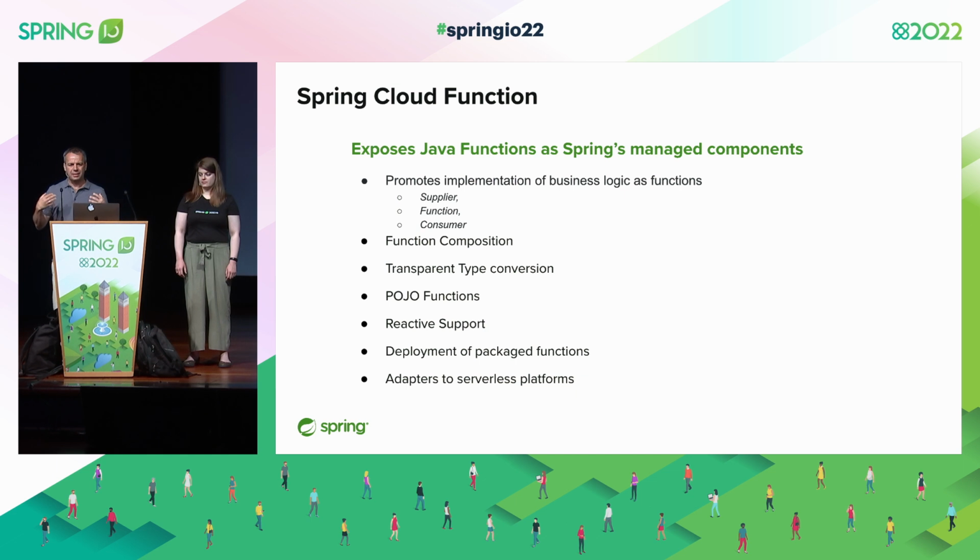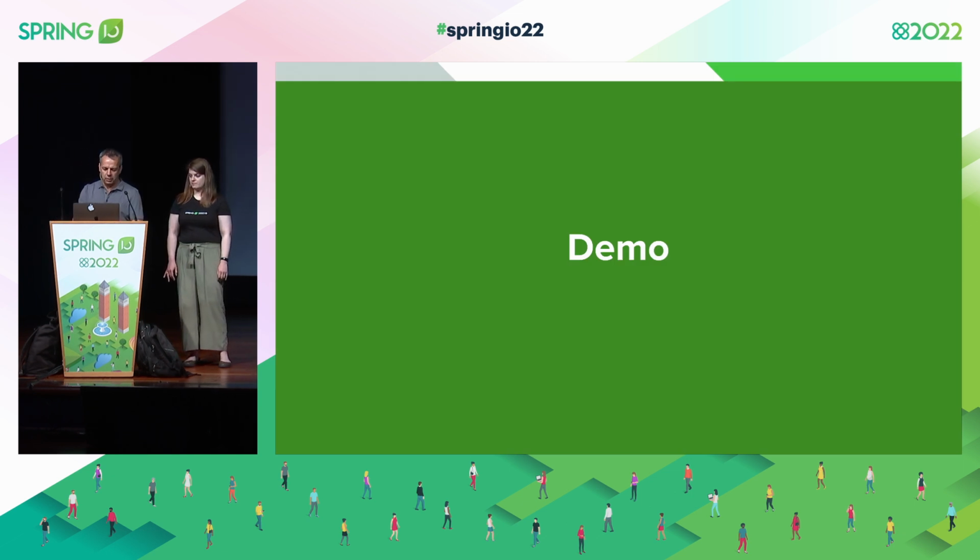So POJA function is basically the concept of duck typing. If it smells like a function, if it quacks like a function, it's a function, right? So in other words, if something doesn't implement a function, but it follows the pattern, follows the convention, we'll treat it as a function. Reactive support: you can have either an imperative function or a reactive function, we support both. And you can compose reactive with imperative, imperative with reactive. So again, you can break out your complex problem into a lot of simple pieces and then reassemble it with function composition. Deployment of a packaged function is basically the ability to deploy the function and use it within a container. And obviously adapters, as I mentioned, for serverless platforms.